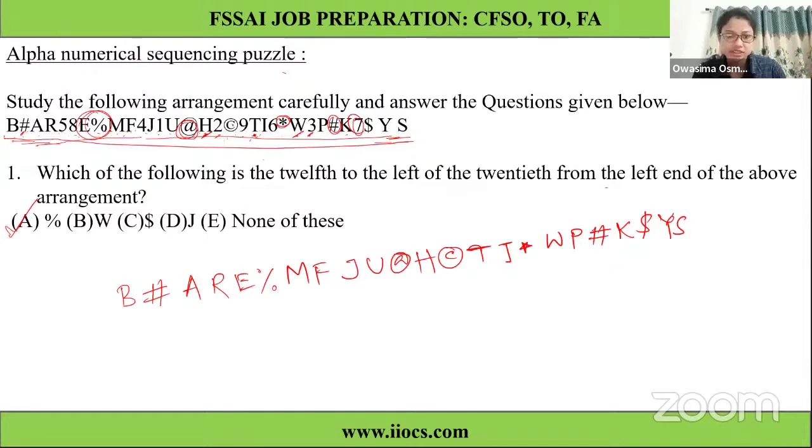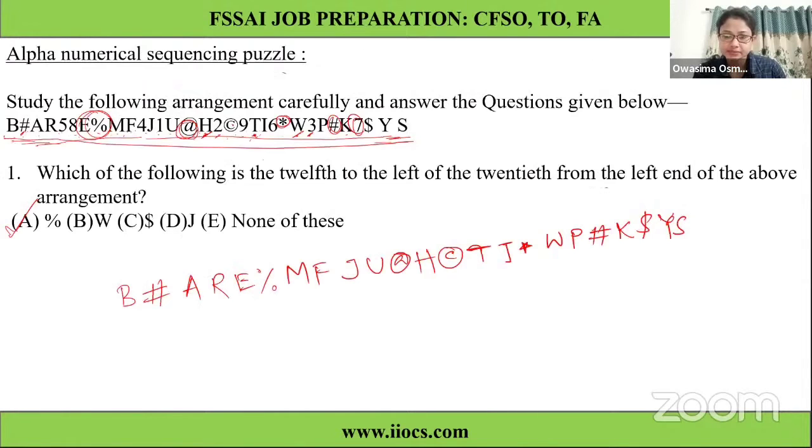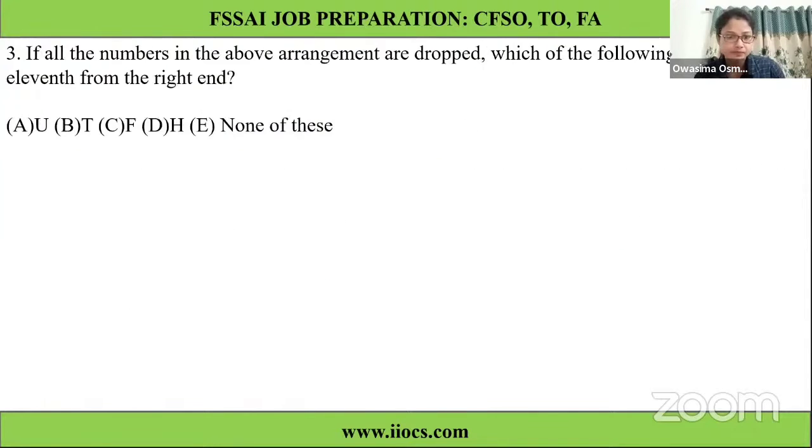So what is the question? If all the numbers in the above arrangements are dropped, which of the following will be the 11th from the right end? So 11th from the right end: 1, 2, 3, 4, 5, 6, 7, 8, 9, 10, 11. This will be our answer. So our answer will be none of these.